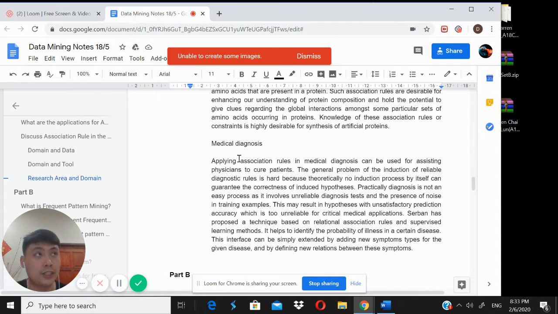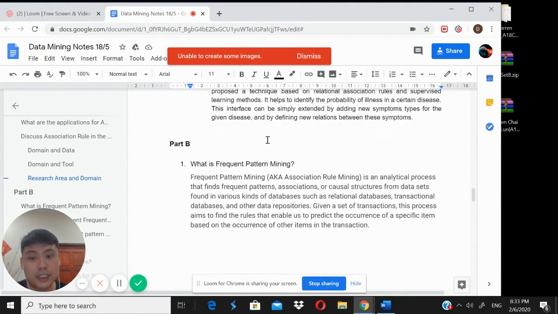That's what association rule is all about actually. So I'll move to the next part, which is frequent pattern mining. Frequent pattern mining is also known as association rule mining. As you can see, it is actually connected with what I have mentioned before, which is the association rule.